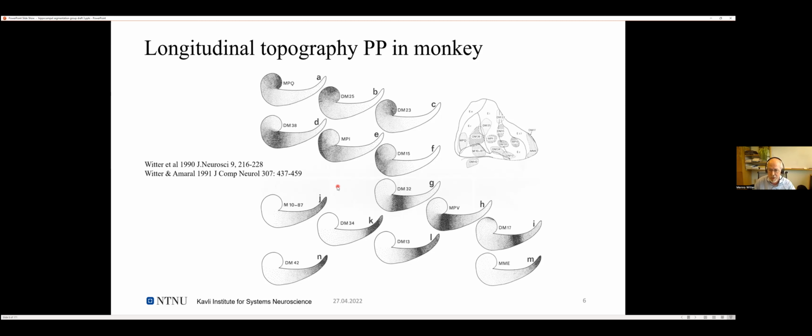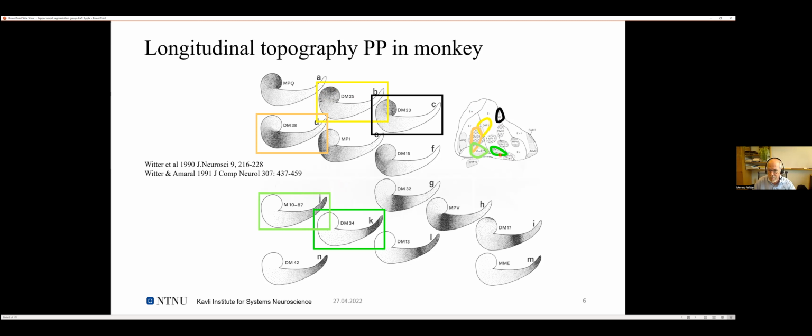So now let's take a closer look at the monkey, just to emphasize the point, because I think this is important also for human imaging studies. So if you take the unfolding of the entorhinal cortex here, and you start with an injection somewhere in the middle here, it goes to the tip, the anterior portion.